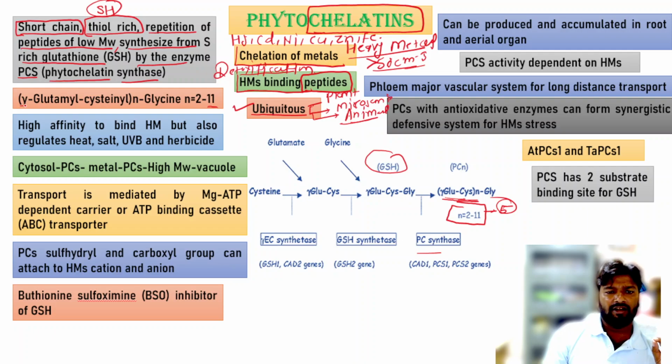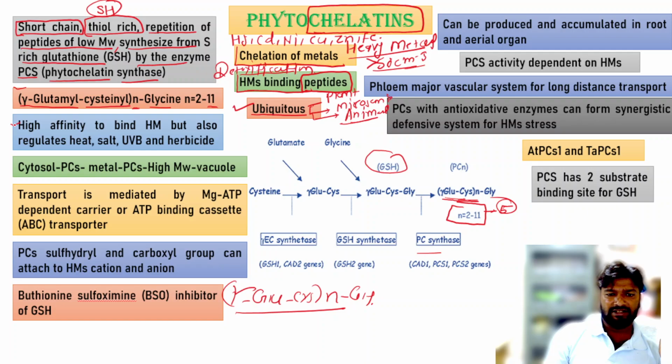This is the gamma glutamyl cysteinyl glycine. Okay, so this is the structure; we can also write it as gamma glutamyl cysteine, n number of times, and then glycine. Okay, so this is the structure of the phytochelatins.